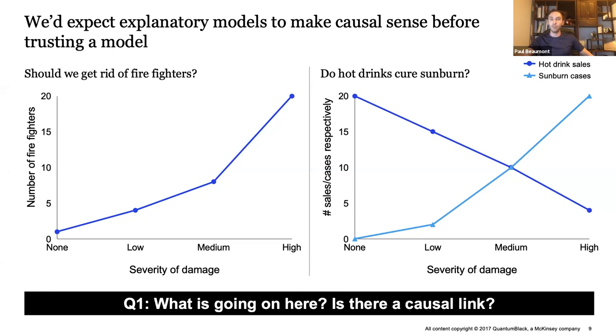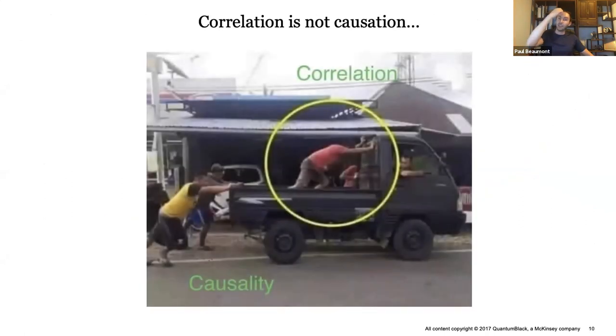So something that drives the severity of damage and the number of firefighters is in fact like the intensity of the fire, right? You don't send lots of firefighters to a tiny fire, and a tiny fire doesn't cause lots of damage. So what we're basically seeing here is correlation essentially getting confused for causation potentially.